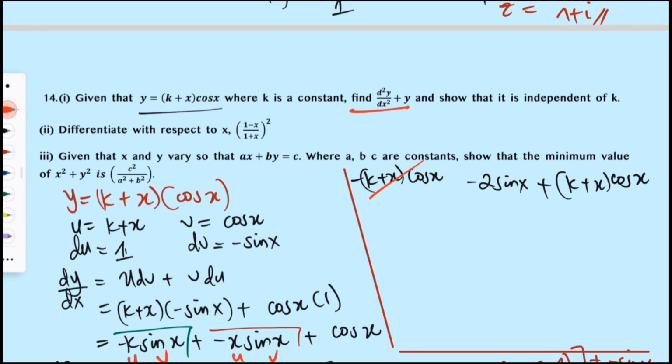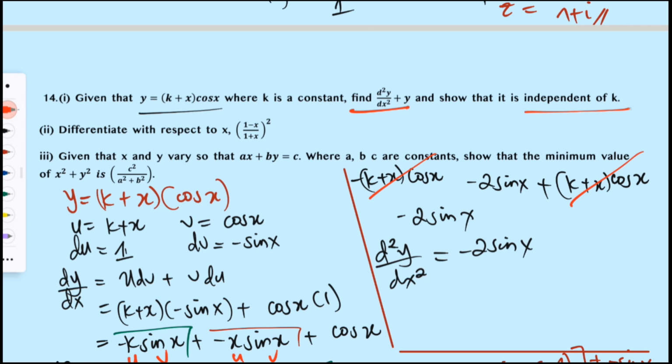And then we see that this is going to cancel out nice and neatly. And we have our value as negative 2 sine of x. And we can see that d squared y over dx squared is equal to negative 2 sine x, which is actually independent of k. There's no k in here, so it doesn't depend on it. Okay, there we go, just as required.